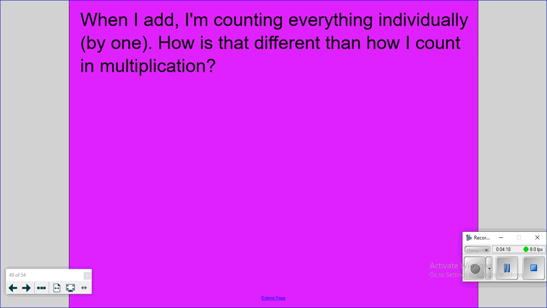So I want you to write this. 4 + 2 = box versus 4 × 2 = box. So we're thinking about the different forms of how we're going to count. We've been talking a lot about what this math language means.